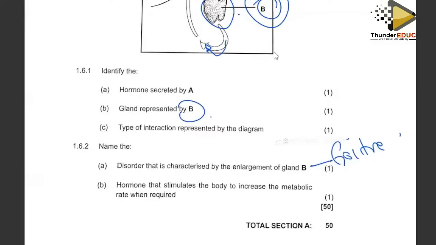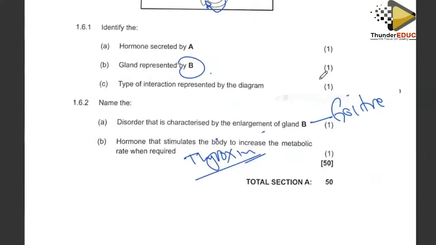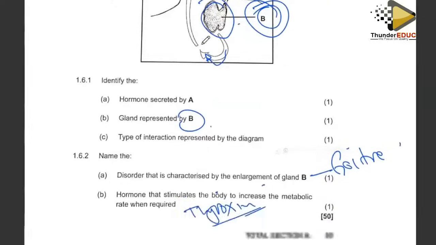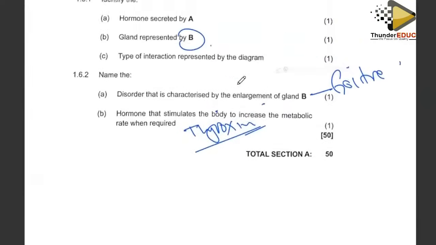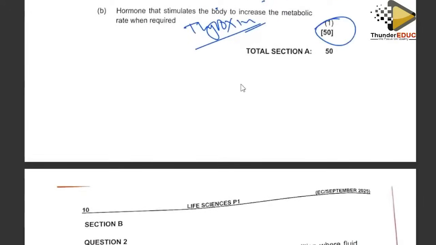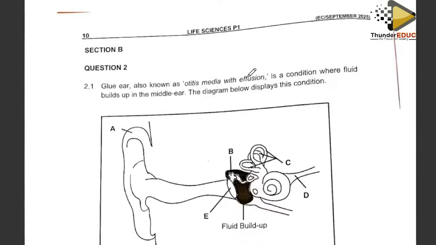The hormone that stimulates the body to increase the metabolic rate when injured is thyroxine. That is the hormone produced by the thyroid gland, which increases the metabolic rate. So basically, guys, that is 50 marks. I hope you got all of them, 50 out of 50. If you got 50 out of 50, congratulations.